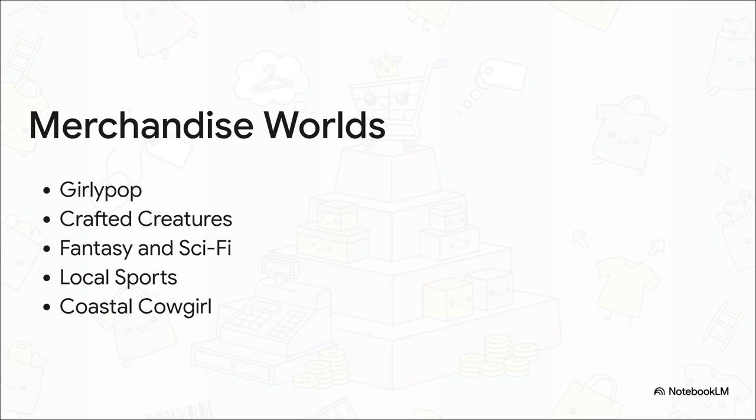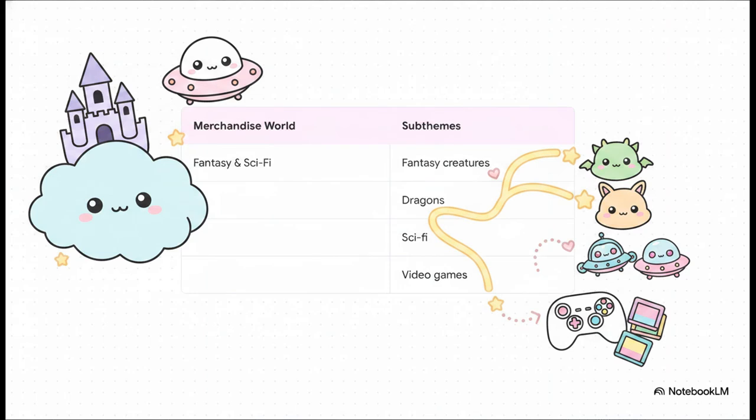You really have to think of these as the fundamental pillars of the retail space. They are massive, thematic continents. Literally everything else you introduce into the store or booth is going to live inside one of these giant continents. Let's look at how that nesting process actually works. So, within an overarching merchandise world like fantasy and sci-fi, we find specific sub-themes nestled safely inside, things like fantasy creatures, dragons, sci-fi, and even video games.